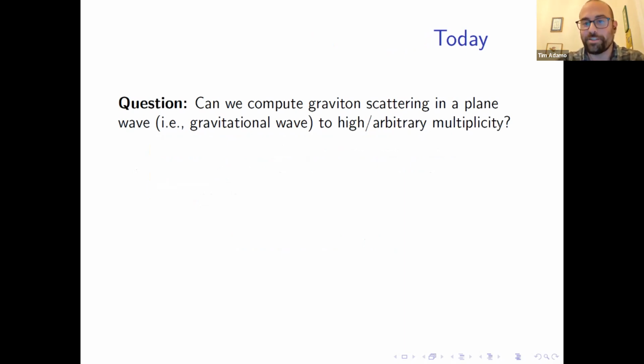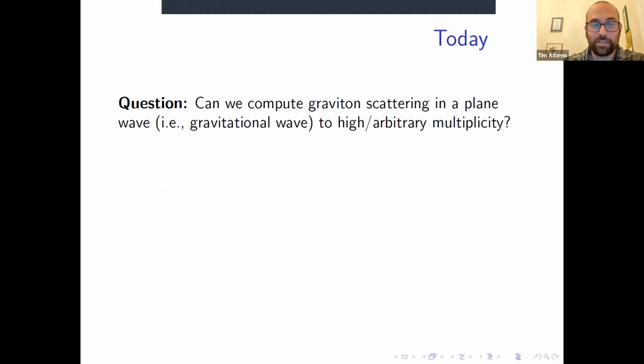But what I'd like to tell you about today is some case where it seems that we can, in fact, get all multiplicity results for graviton scattering. And the particular kind of spacetimes I'd like to consider are plane waves or gravitational wave spacetimes.